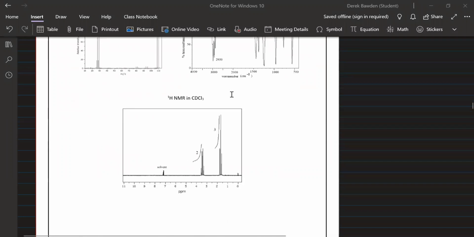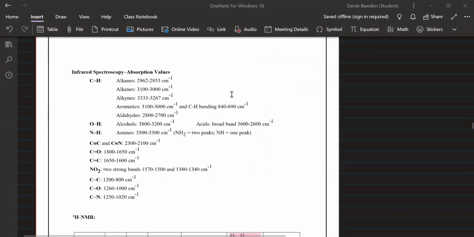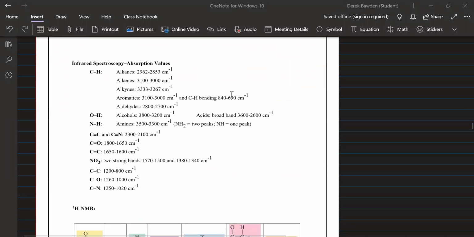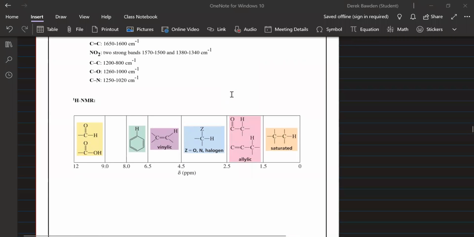Let's go to the chart that he's going to provide you on your exam. Okay, so here's the chart. Let's see, HNMR. When you have a halide or a halogen attached, it's going to be anywhere from 2.5 to 4.5. Do you see this right here? Halogens are represented by Z, so it's anywhere from 2.5 to 4.5. Having 2 bromines will probably pull it towards the 4.5 number rather than the 2.5.